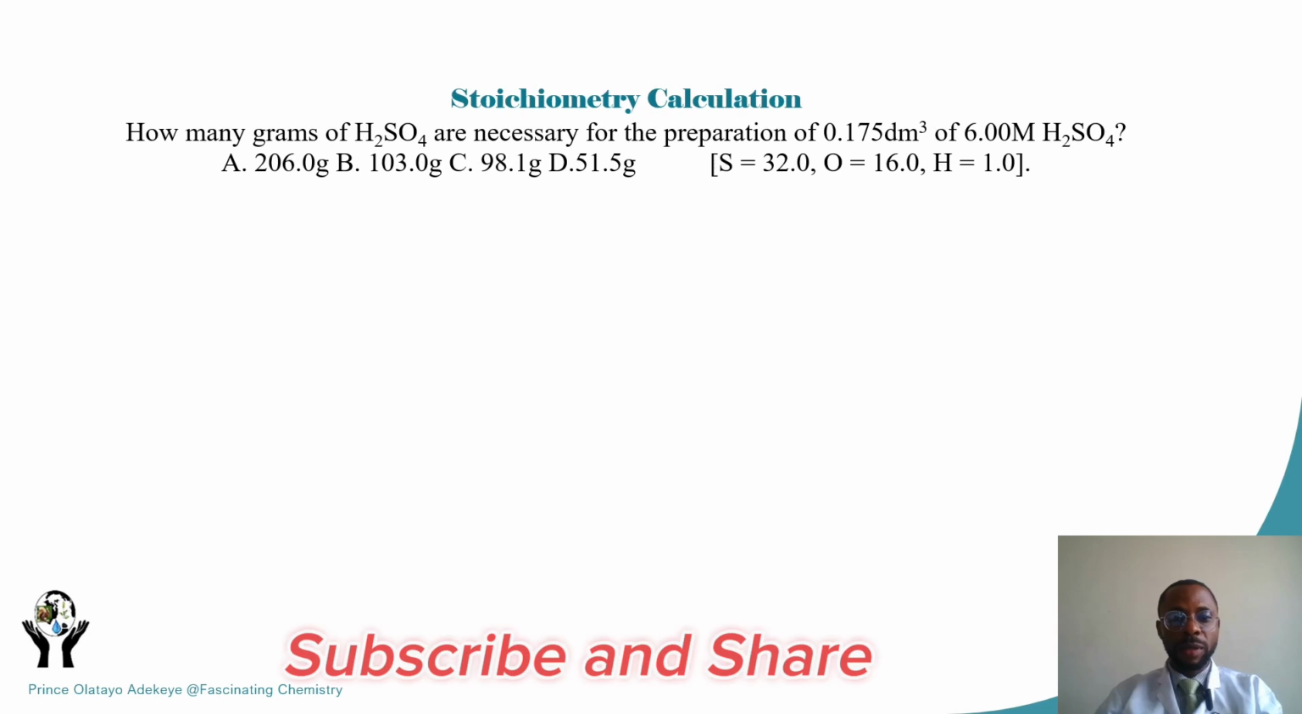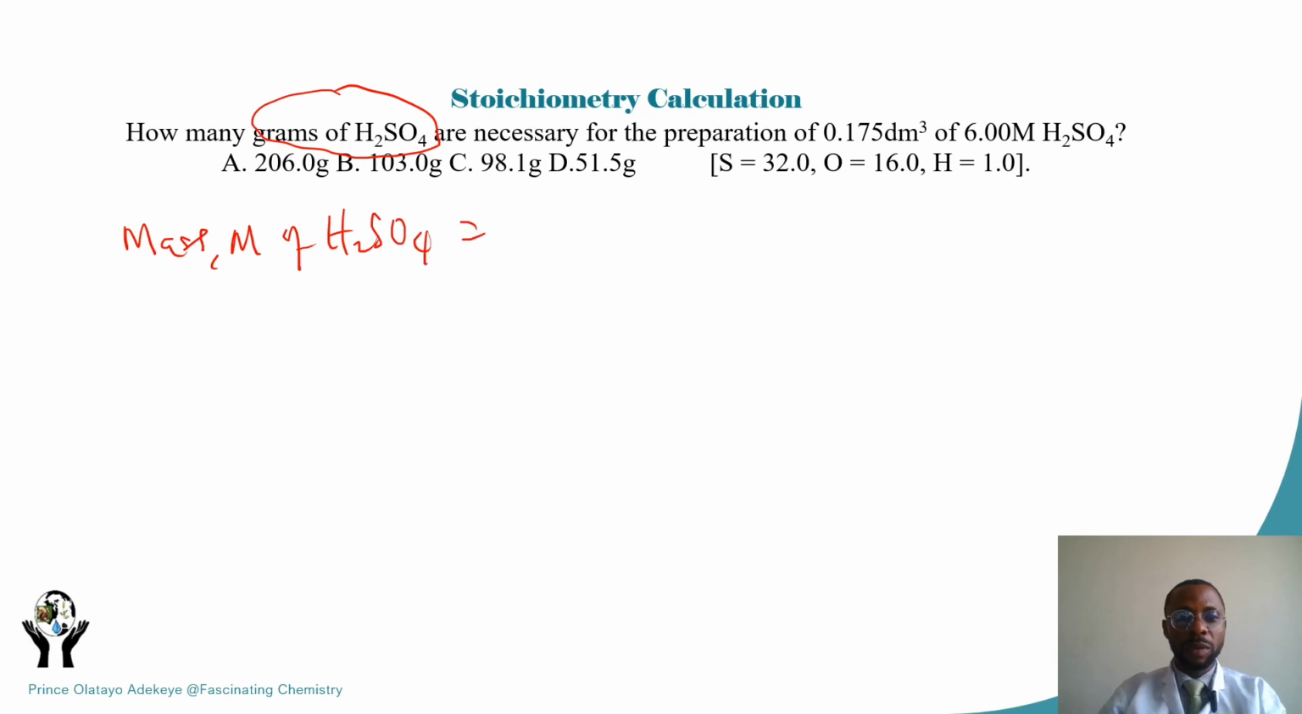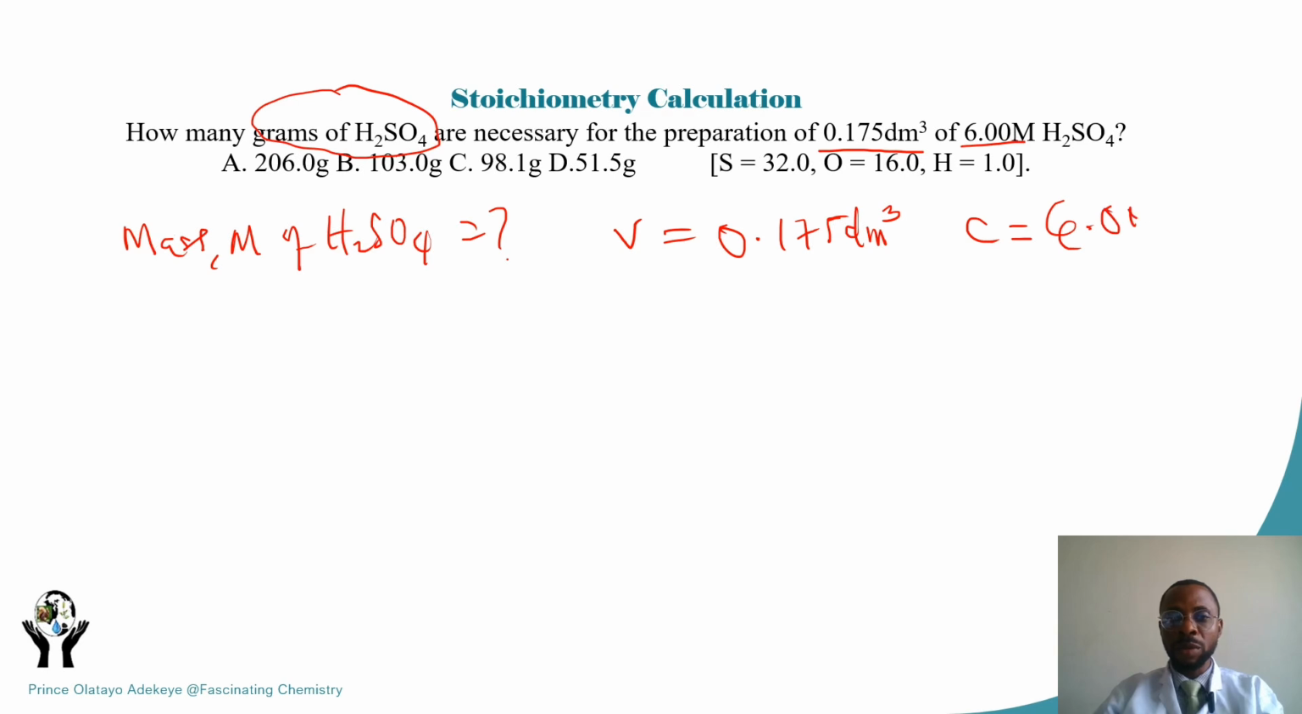This question says, how many grams of H2SO4? So we're looking for the mass of H2SO4, m of H2SO4, that is necessary for the preparation of 0.175 dm³. So we've been given the volume already in dm³, which is 0.175 dm³ of 6.0 molar. That's our molar concentration, so that's our C equals 6.0 molar.